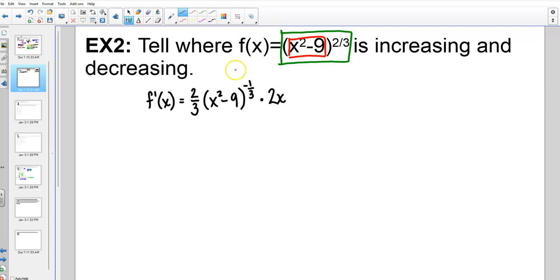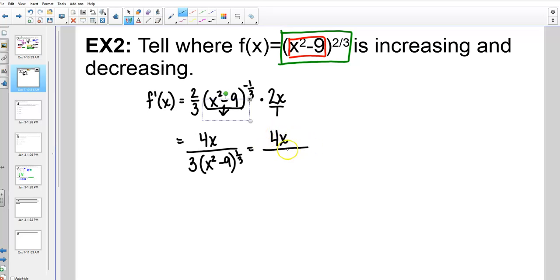Now, I would clean this up before I would try to find critical points a little bit. So this is over 1. I would move this back down to the bottom of the fraction. So in the top, you're just going to have 2 and 2x, which will give you 4x. In the bottom, you're going to have 3 times x squared minus 9 to the 1/3. If you want, you can write that as 3 times the cube root of x squared minus 9.